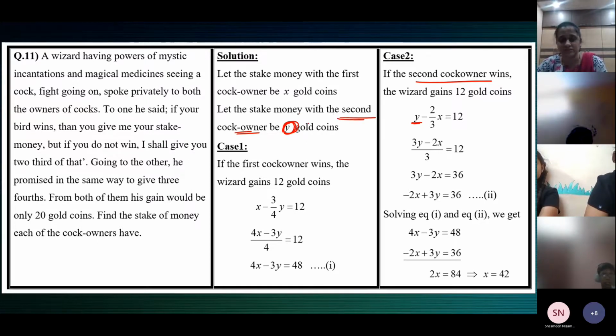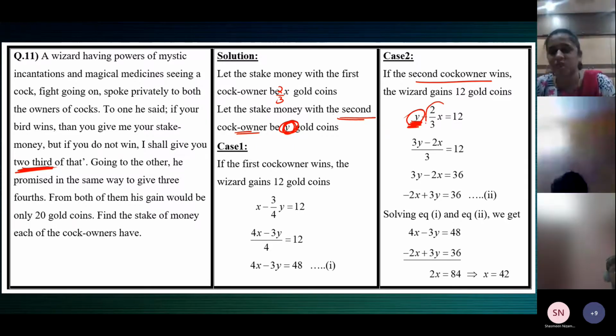If the second cock owner wins, his stake money is Y. He has to give away all that to the wizard, so the wizard will receive Y. Then who's the loser? The first cock owner. How much has he agreed to give him? 2/3 of that. He'll receive Y from the second cock owner, but he has to pay the first cock owner, who's the loser, 2/3 of X, because his stake money is X.